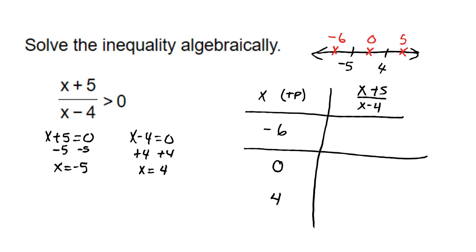So for the first test point, if we substitute it, we would get -6 plus 5 over -6 minus 4. -6 plus 5 is a negative, -6 minus 4 is a negative, and negative divided by a negative is a positive. So that first interval is a positive.